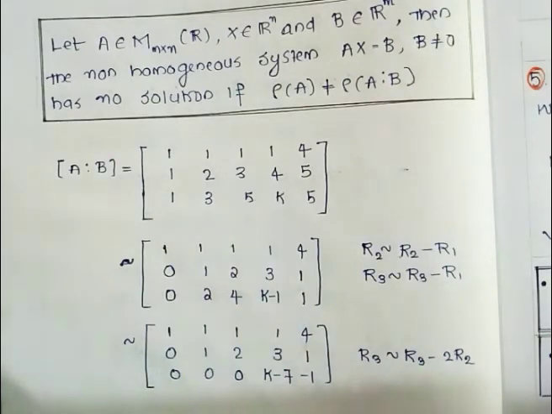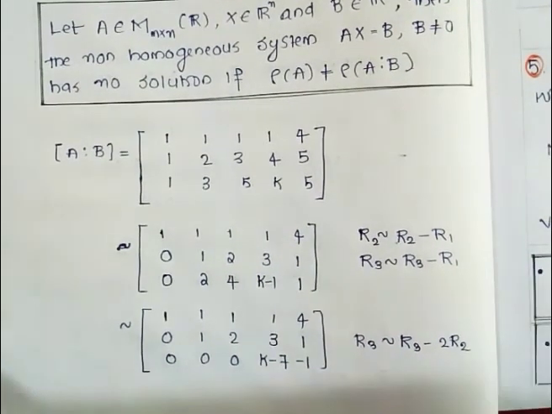Now we apply a row operation again: R3 changes to R3 minus 2R2. So the first two rows remain the same, 1, 1, 1, 1, 4 and 0, 1, 2, 3, 1, and in the third row, applying R3 changes to R3 minus 2R2, it becomes 0, 0, 0, k minus 7 and minus 1.